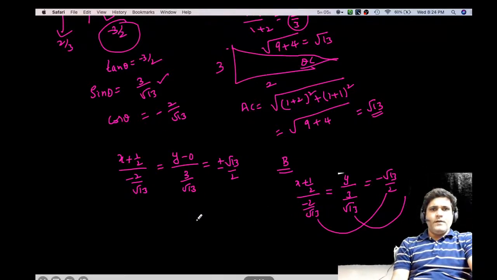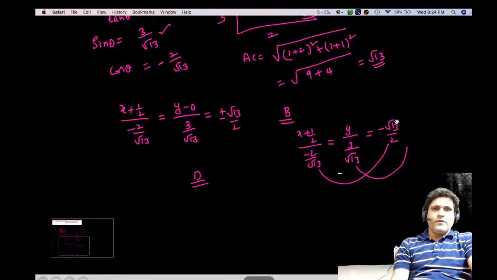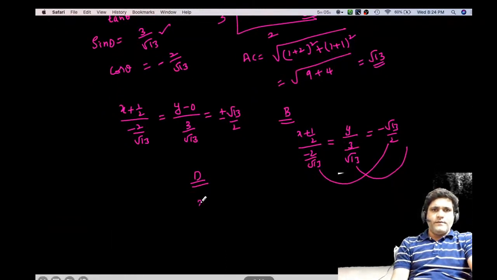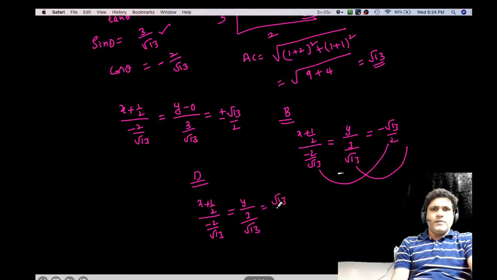For the coordinates of D, you take the plus sign. Therefore (x plus 1 by 2) by minus 2 by root 13 is equal to y by 3 by root 13, is equal to root 13 by 2. From here you will get the x value and y value. So you will get the B coordinates and D coordinates.